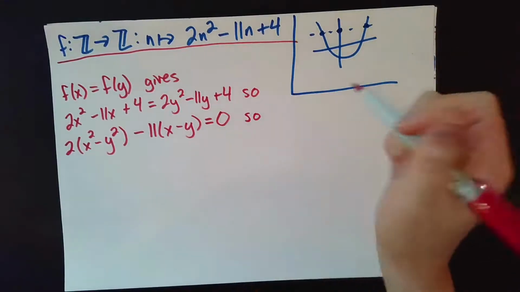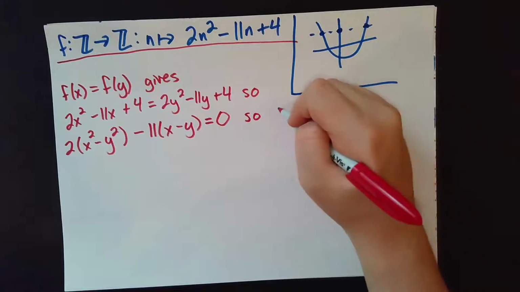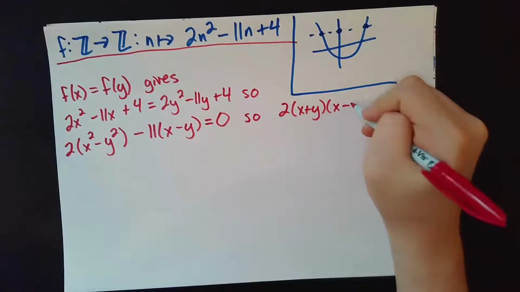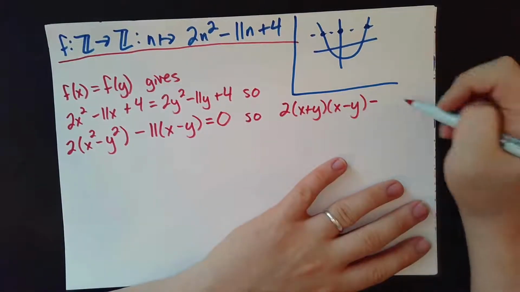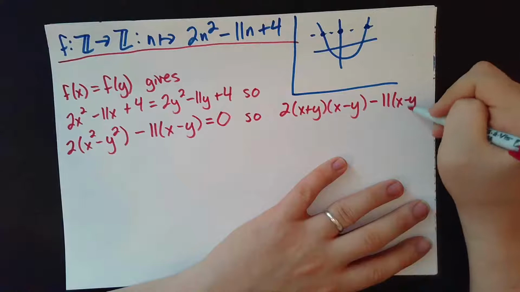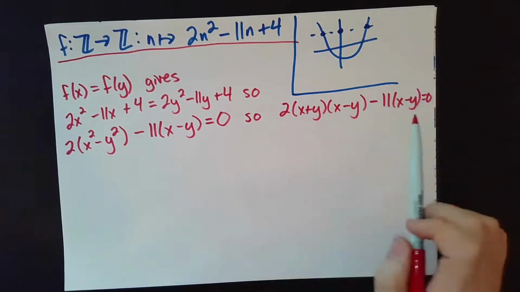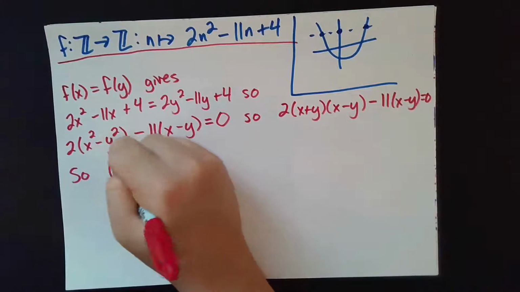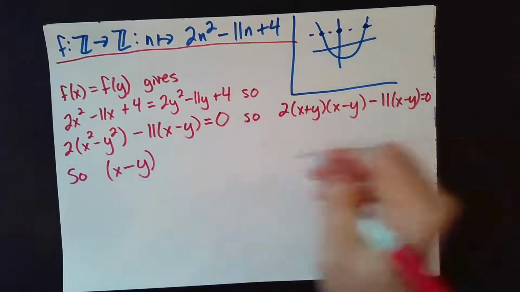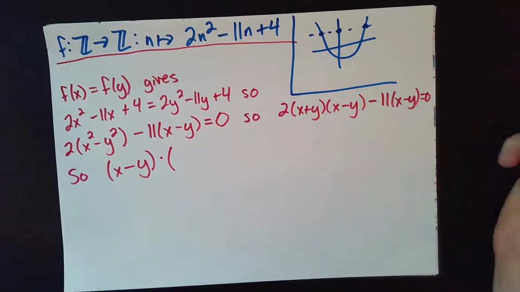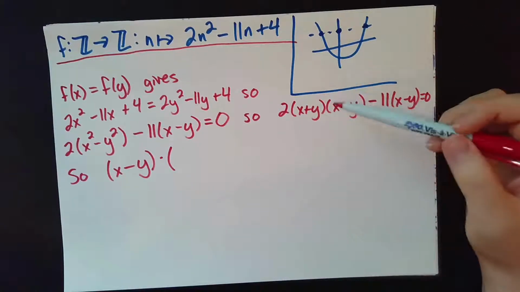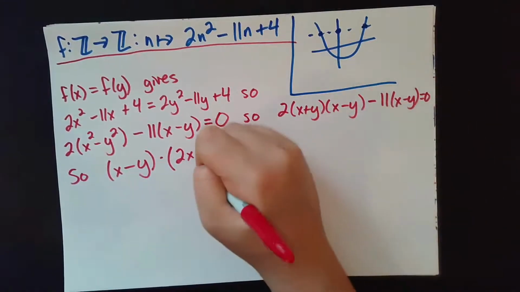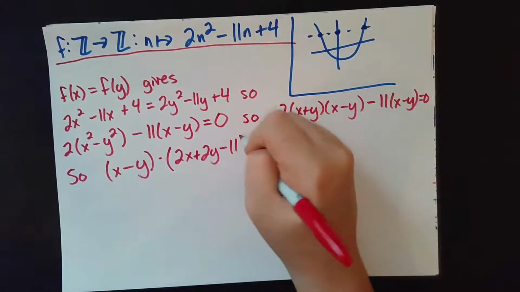So let's be careful here. So this is 2 times x plus y times x minus y minus 11 times x minus y. Okay. I can again factor out an x minus y. And so this will give me 2x plus 2y minus 11.